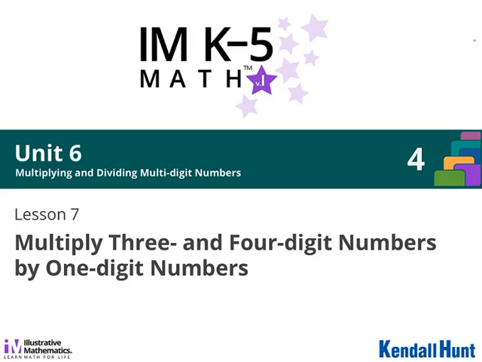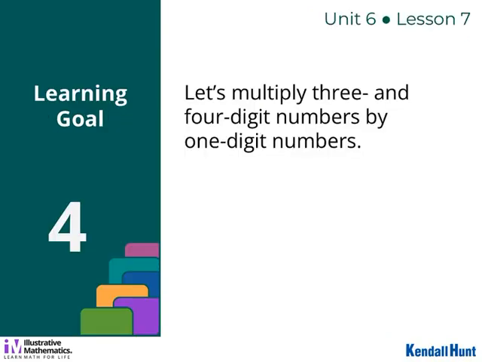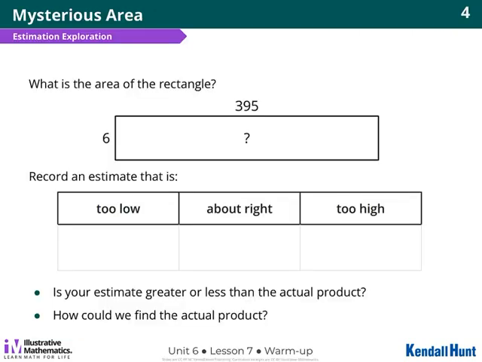Alright, guys, today we are doing lesson 7, multiply 3 and 4 digit numbers by 1 digit numbers. So let's multiply 3 and 4 digit numbers by 1 digit numbers. I feel like I just said that. Okay, you are on page 38.